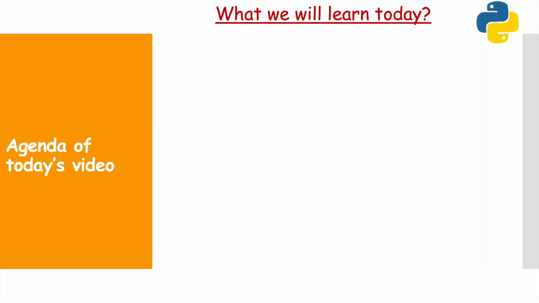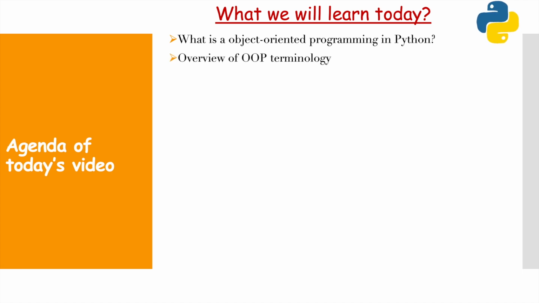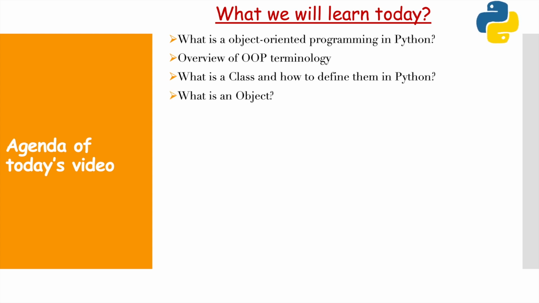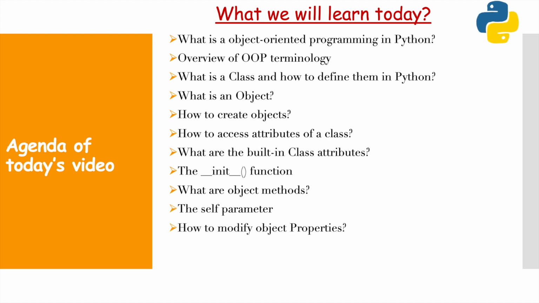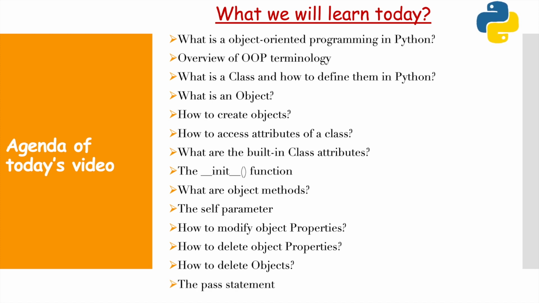So let's begin. Let's see what we will be learning today. What is object-oriented programming in Python? Overview of object-oriented programming terminologies. What is a class and how to define them in Python? What is an object? How to create the objects? And how to access the attributes of a class. What are the built-in class attributes? And the init function. What are object methods? The self parameter, and how to modify object properties, how to delete object properties, and how to delete the objects, and finally the pass statement.